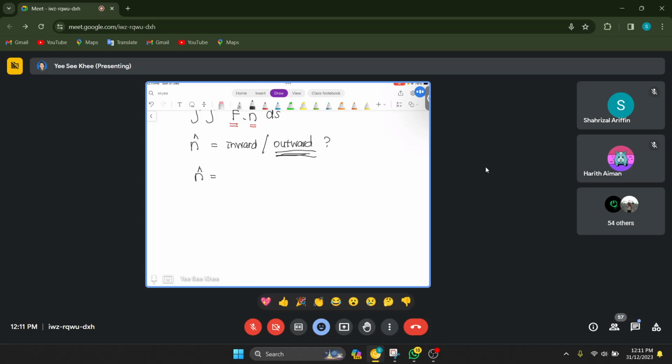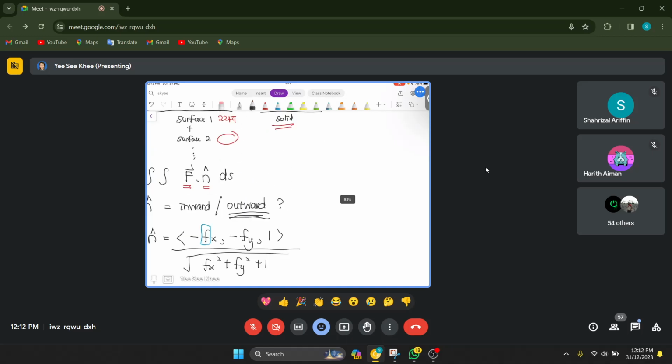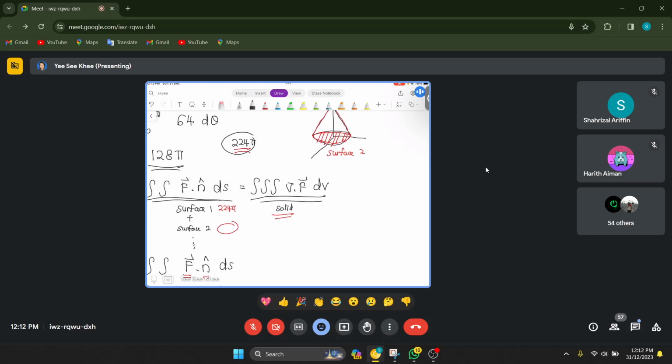The outward equation is, okay, you refer. If you cannot memorize, you can refer first. Negative fx, negative fy, 1 with this. fx, fy and 1. This is your formula. Now we find out what our f is for this surface at the bottom. This is the surface at the bottom.